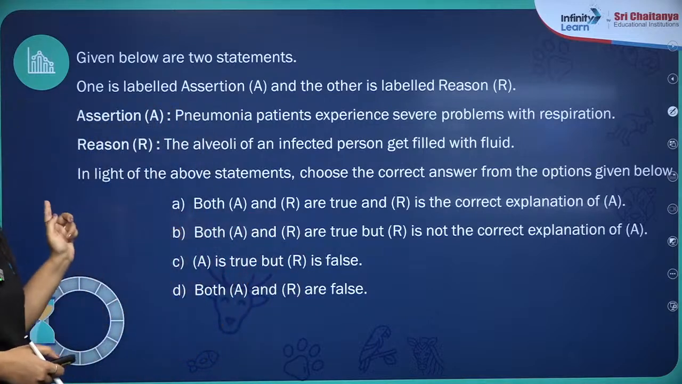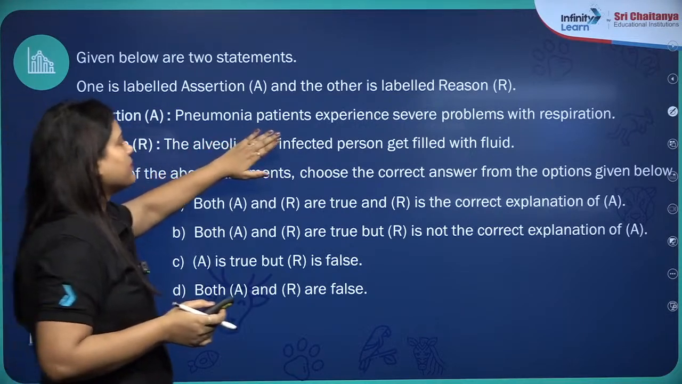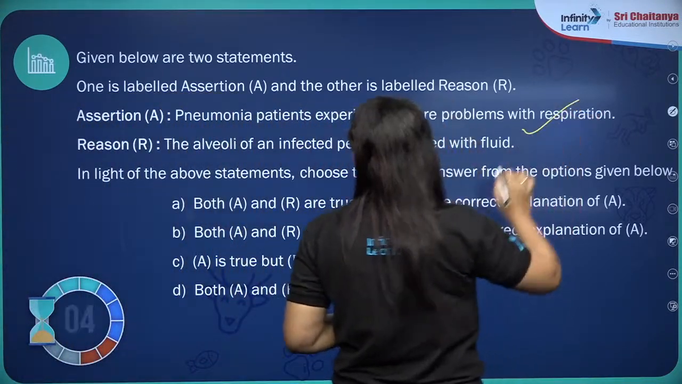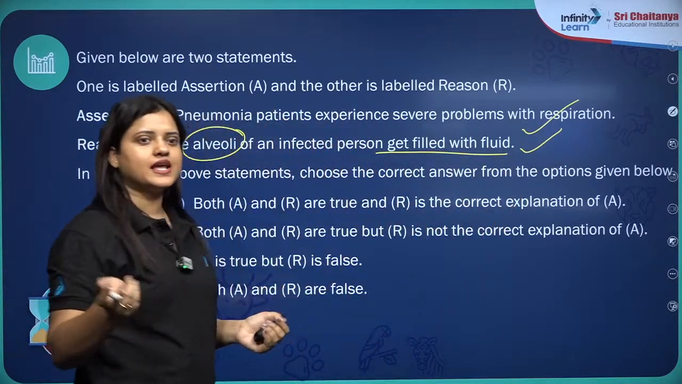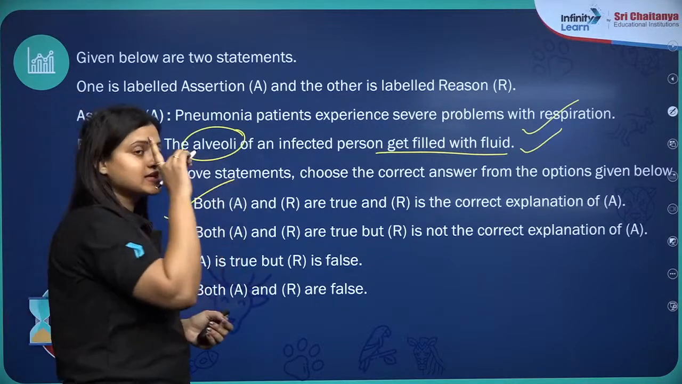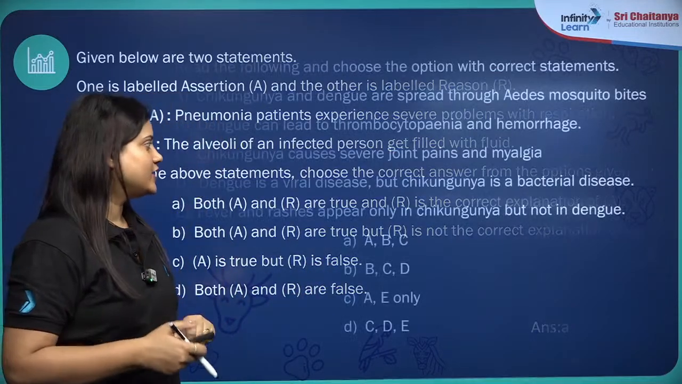Now try this question and your time starts now. It is a perfect assertion and reason question. So assertion says pneumonia patient experience severe problem with respiration. Yes. Alveoli of an infected person get filled with fluid. Yes. Both are correct and even the correct explanation of assertion. So answer is A. Pneumonia is a bacterial infection leading to accumulation of fluid in the alveoli. Very good. Keep it up.